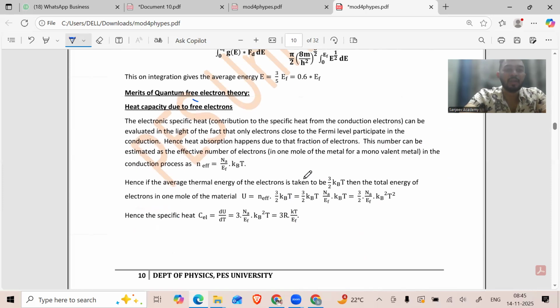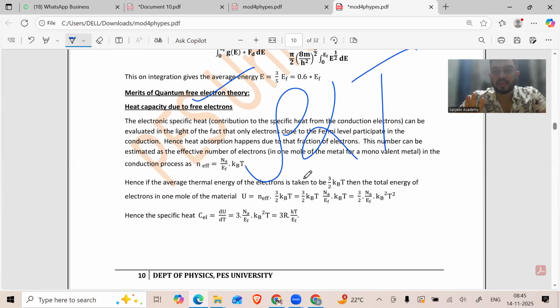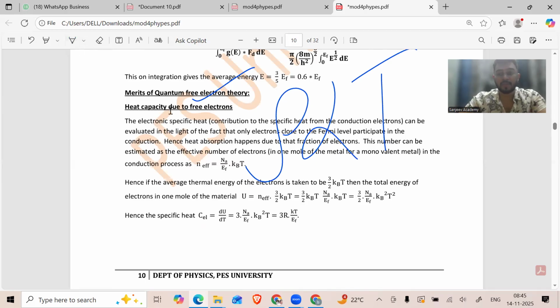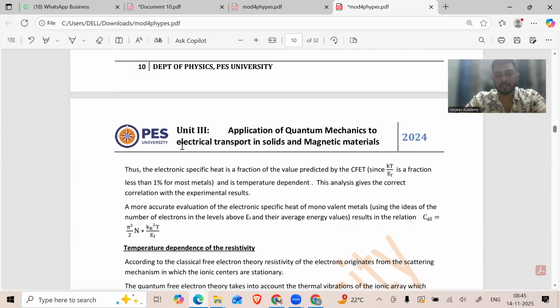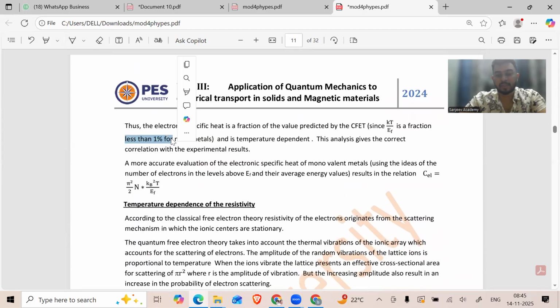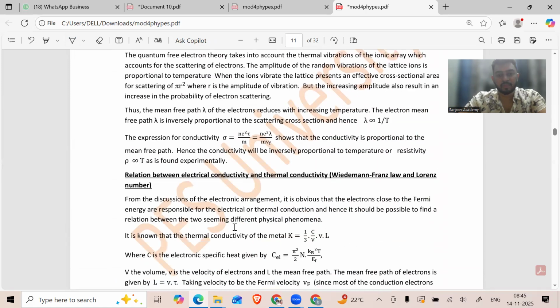Yes, an important thing: merits of quantum free electron theory. Already we discussed this, right? What is it? Rho proportional to T. Correct? That's it. Not root T, it is T. Whatever was the demerit of the classical free electron theory, you can just write the same thing over here. And then the less than 1 percent. That also I think I told you. Rho proportional to T. Same thing.